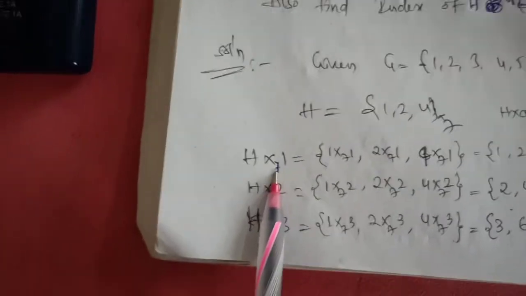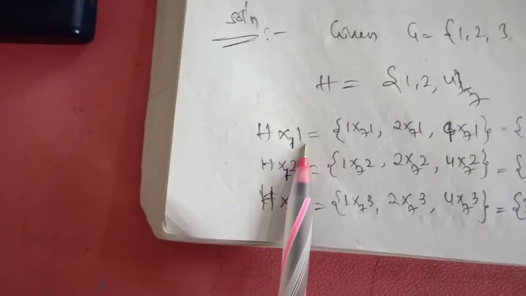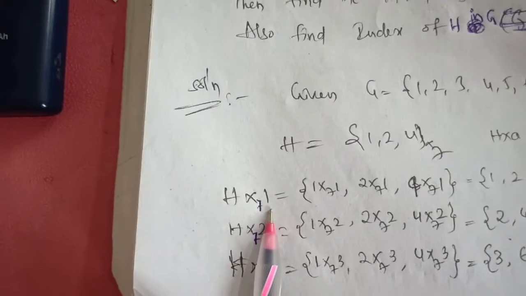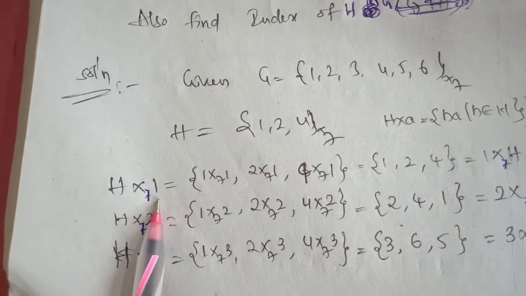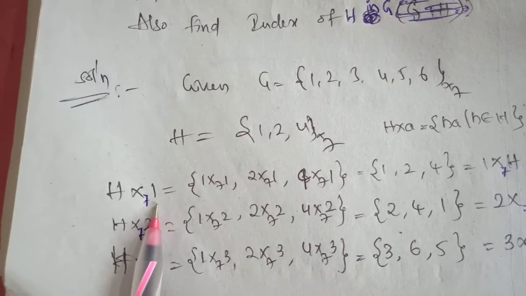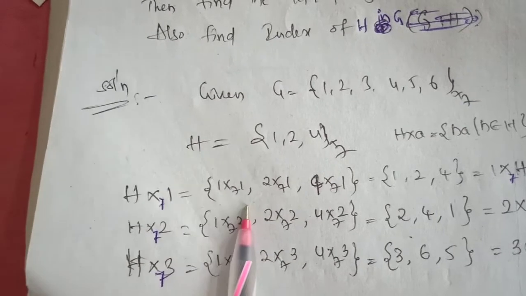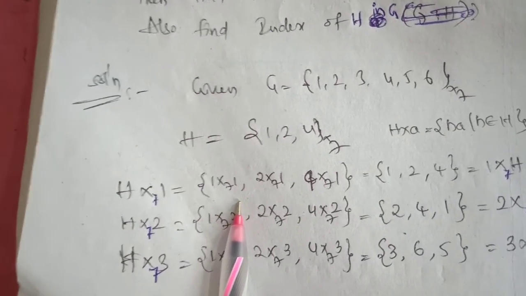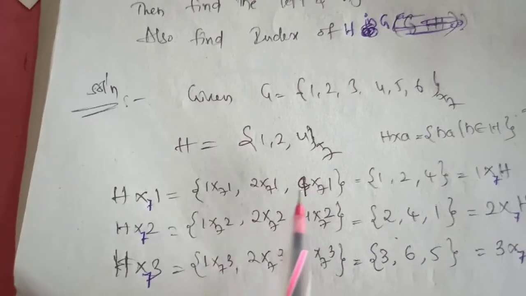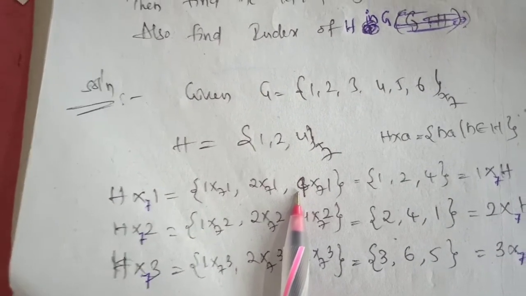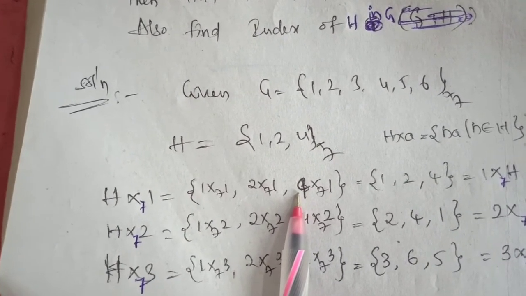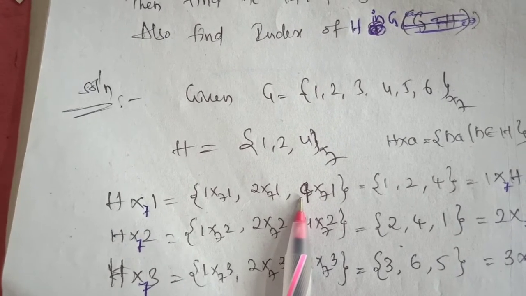H multiplication modulo 7 1. The meaning of this is the elements of H multiplied with 1. The elements in H have to be multiplied with 1. That is, 1 multiplication modulo 7 1, 2 multiplication modulo 7 1, 4 multiplication modulo 7 1. That means I am multiplying the element 1 with the elements in H.